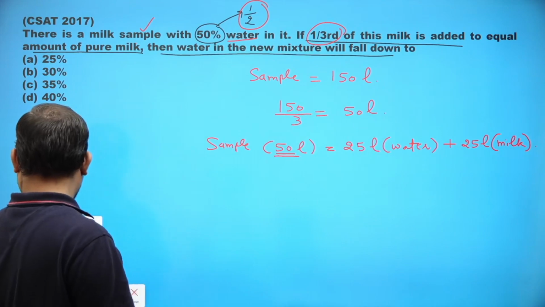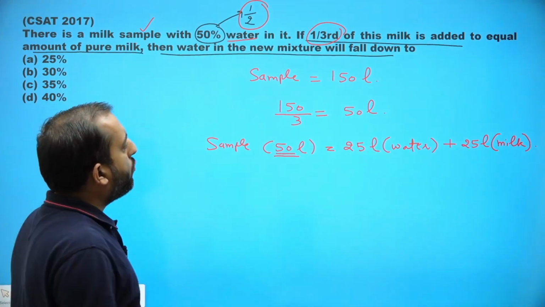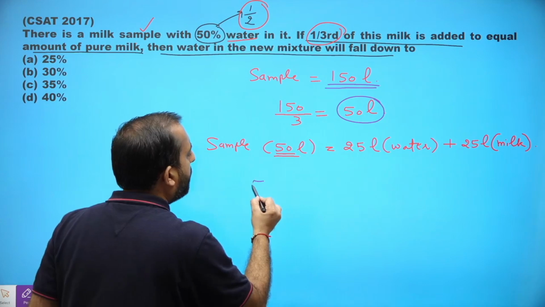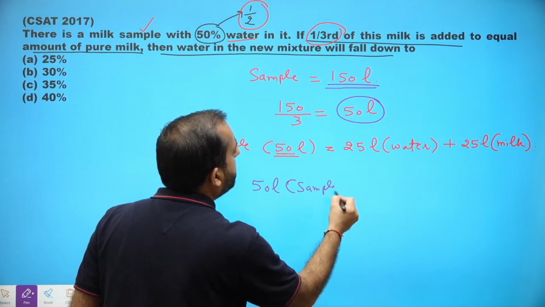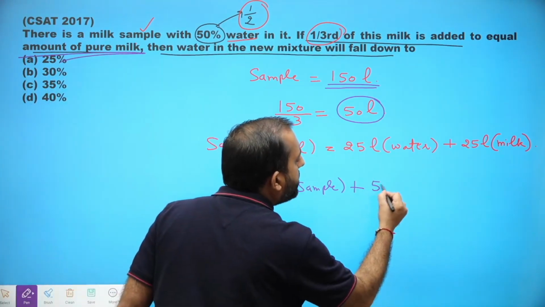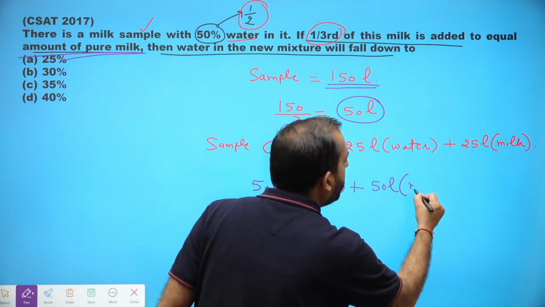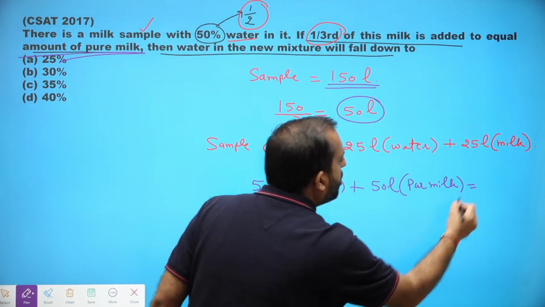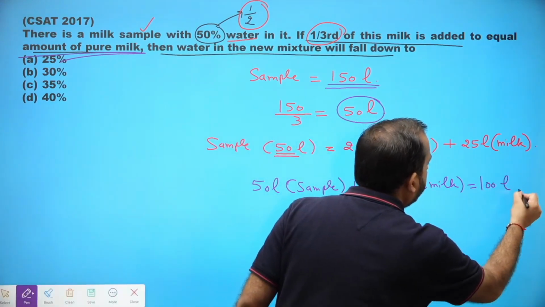Now, what has happened? 1/3 of the sample, total sample was 150, so 1/3 of the sample, that is 50 liters of sample, is added to an equal amount of pure milk. So 50 liters of sample is added to an equal amount of pure milk, that is 50 liters of pure milk. So the total mixture now will become 100 liters.